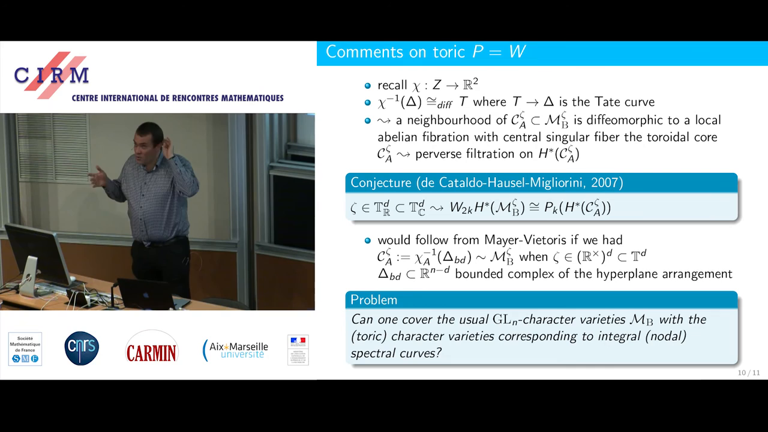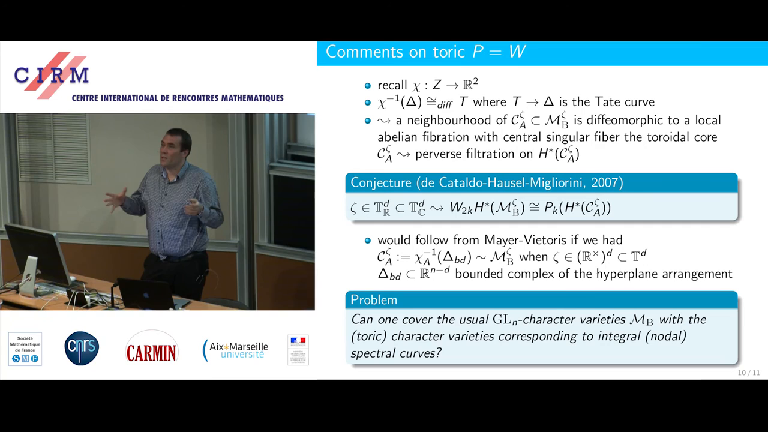If they do, then the results of P equals W in this case would yield the P equals W in the global case by this Mayer-Vietoris argument. But I think you probably have to extend it to general integral spectral curves and the corresponding character varieties, which should be some wild character varieties studied by Boalch and others. Okay, thank you very much.